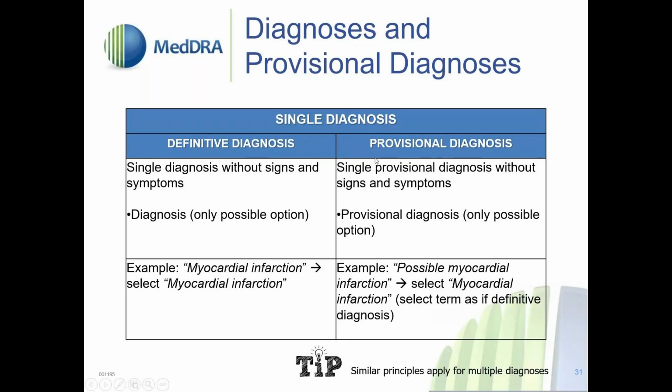If a provisional diagnosis is reported without signs and symptoms, we would take this suspect diagnosis as if it was confirmed and code it accordingly. In parallel, of course, we would ask the reporter for more information whether it was meanwhile confirmed. And the same approach would be taken if you have multiple confirmed or provisional diagnoses without reported signs and symptoms.